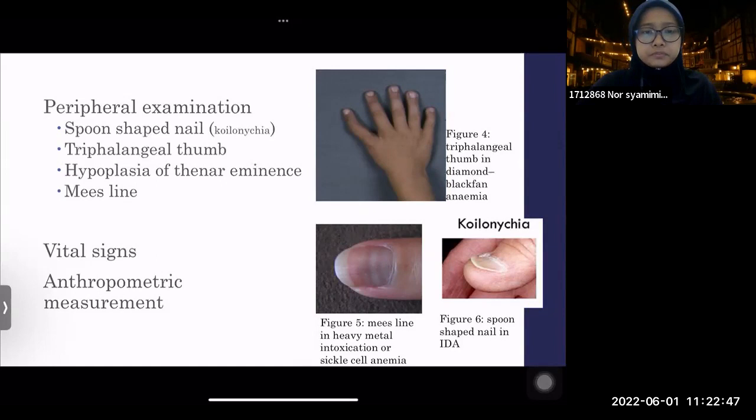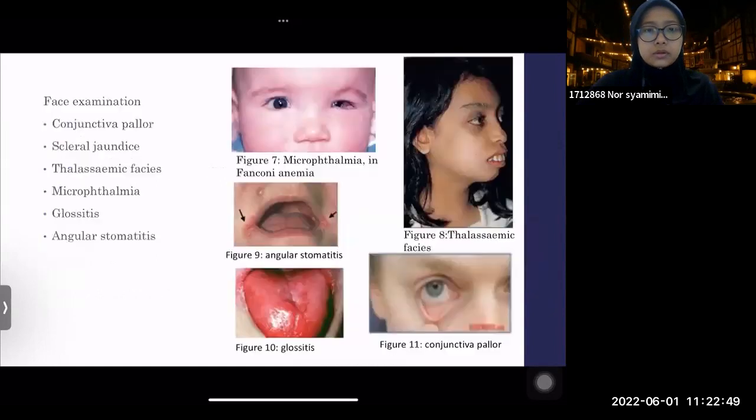Okay, next. So on face examination, we can see if there's congenital pallor or scleral jaundice. Observe if there's thalassemia facies and also microphthalmia, which, as you can see in figure 7, the right eye is abnormally smaller, which can occur in Fanconi anemia. Other findings are glossitis or angular stomatitis that can occur in iron deficiency anemia. Okay, next.